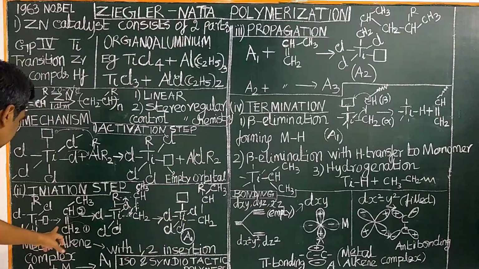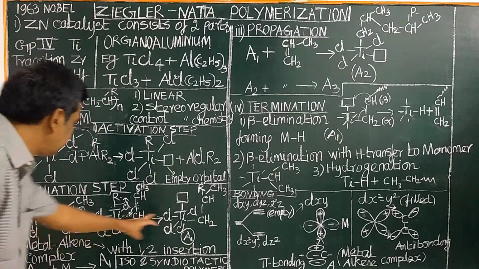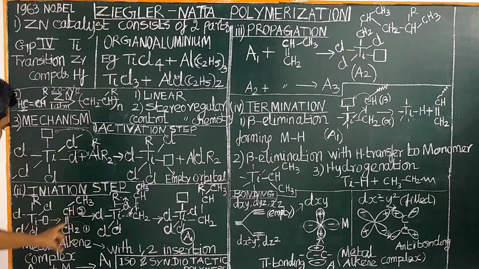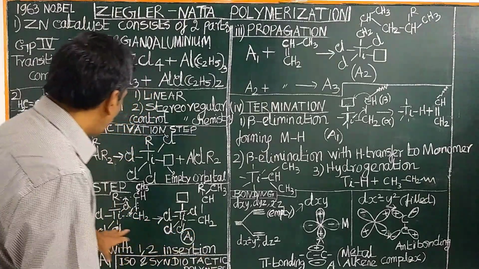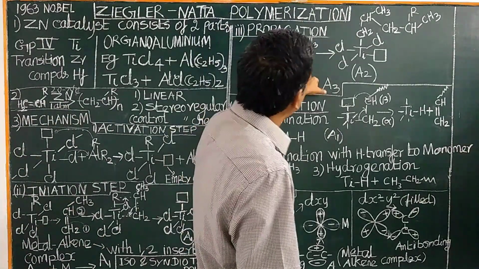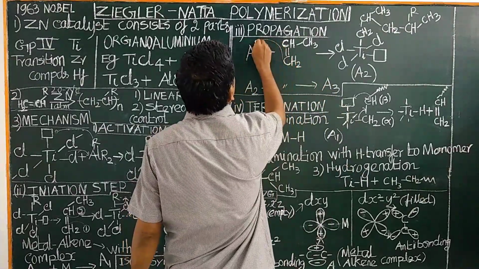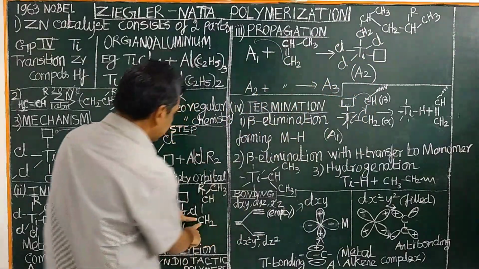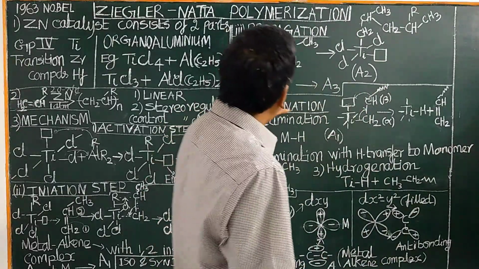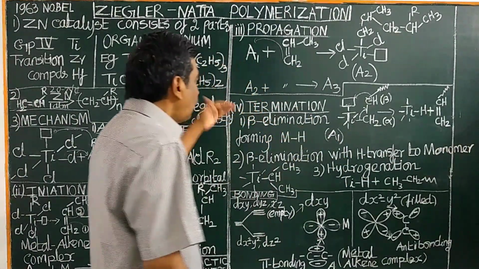Actually, we will see the mechanism here. Okay, in this step, the metal alkene complex is formed, followed by a 1-2 insertion reaction. So this is called the 1-2 insertion reaction. In the propagation step, this A1 further reacts with a monomer to give A2. Okay, I have shown clearly here. See, this one goes here, and this CH2 will attach here. Okay, so A2. This A2 further combines with another monomer to give A3 and so on, up to An.